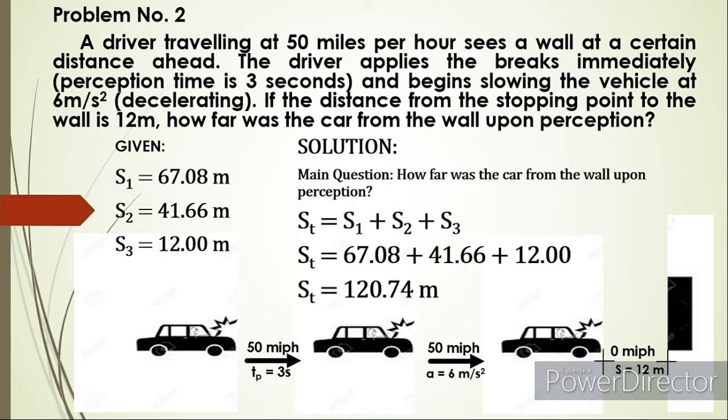So solution, total is equal to S1 plus S2 plus S3. So total distance nung car mula doon sa wall upon perception is equal to 120.74 meters. Ayan po. Nakuha. Alright, so proceed tayo to problem number 3.